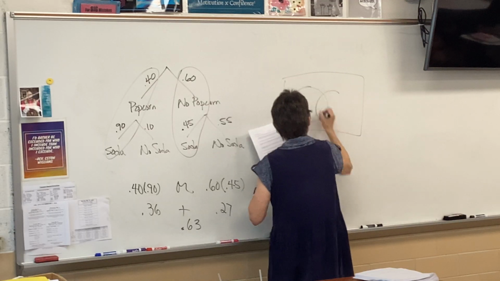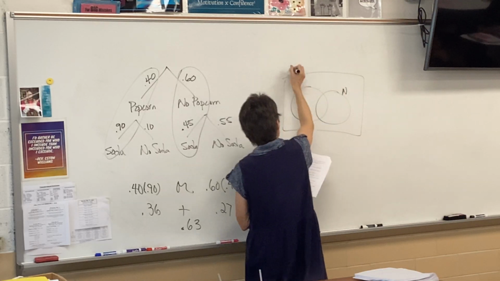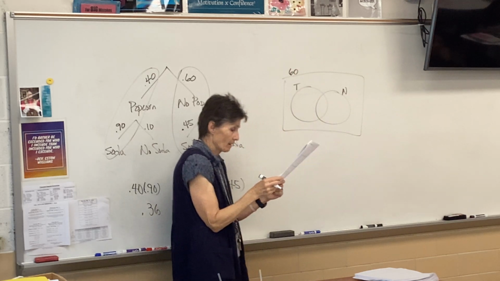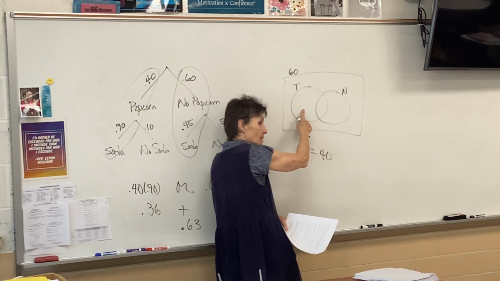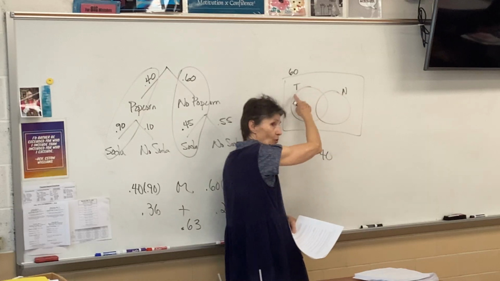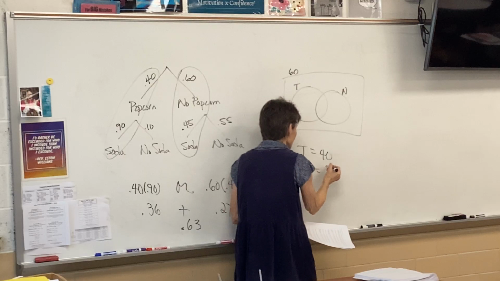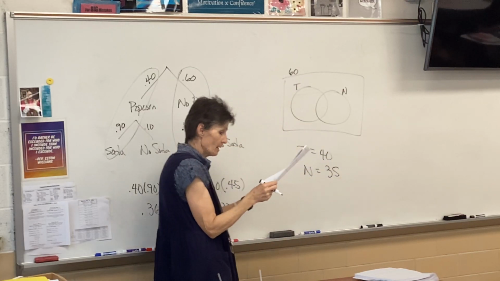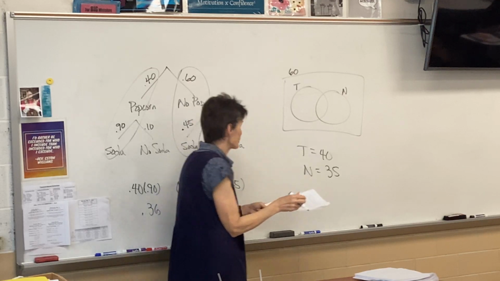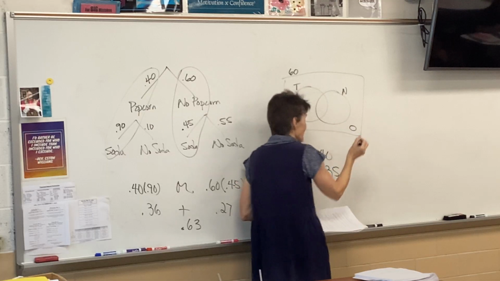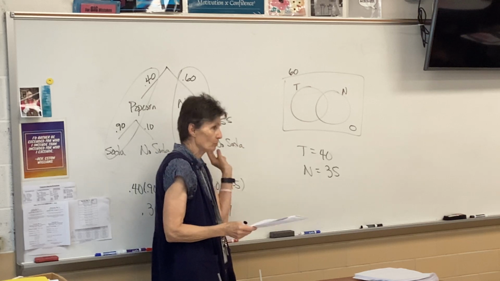Yeah. So we've got teaching and nursing. We have 60 kids on the bus. 40 of them teach. Don't you dare put 40 here. That's not 40. 40 is the entire circle. 35 of them like nursing. Every student on the bus likes at least one of the careers. So everybody's in the circles, nobody's out here. Does that make sense to you? Every kid on the bus does one or the other or both.